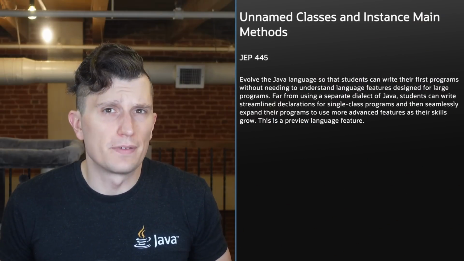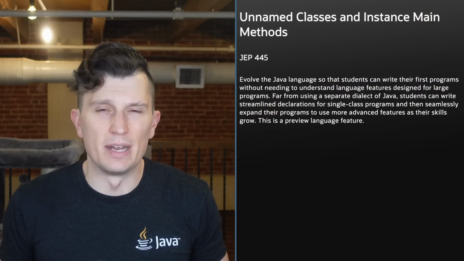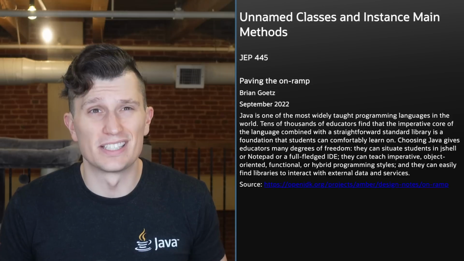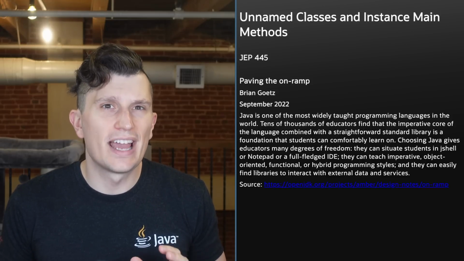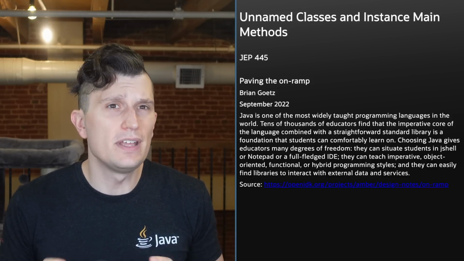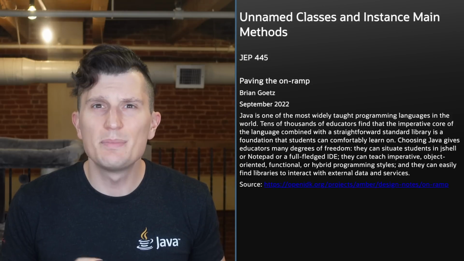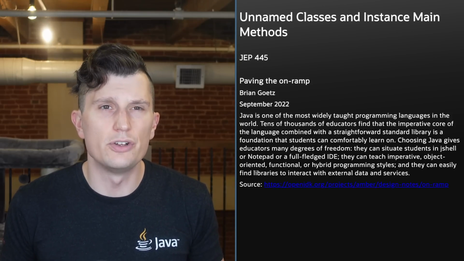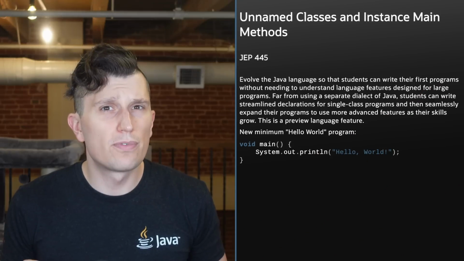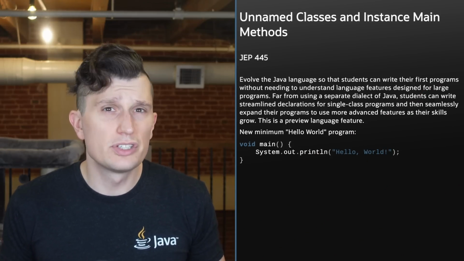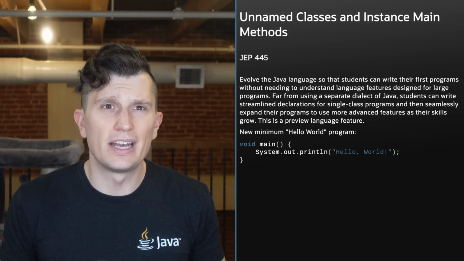JEP 445, unnamed classes and instance main methods. Back in September of 2022, hard to believe this has already been a year, Brian Goetz published a post, Paving the On-Ramp, which covered the desired changes to the Java language aimed at making it easier to learn and use for new developers. JEP 445 represents the first step on implementing that vision, introducing changes to make it easier to find a main method.